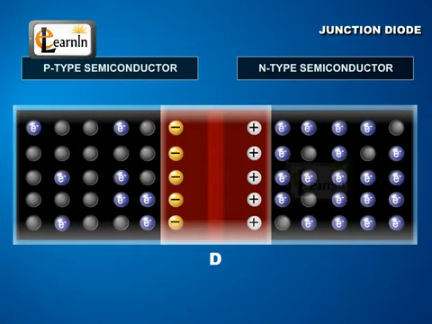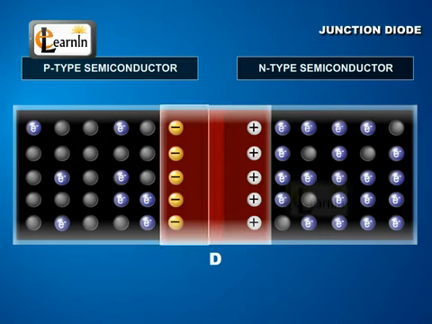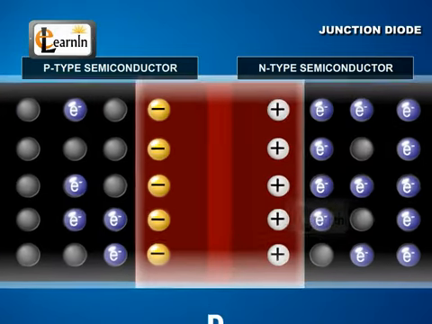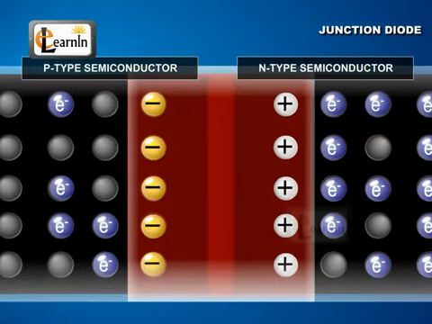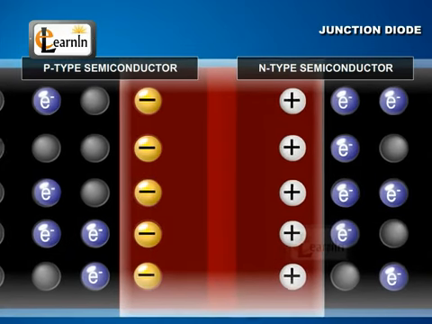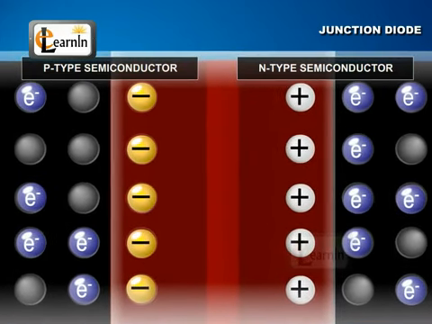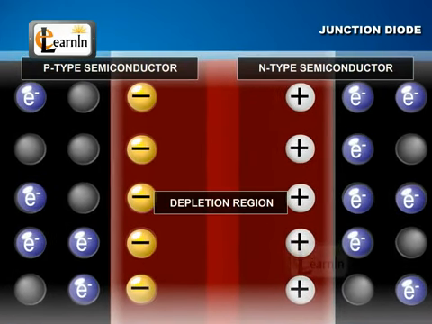That is to say, on the n-type side of D, no free electrons exist, and on the p-type side of D, no holes exist. In the region of D, only immobile donor and acceptor ions exist. The region close to the PN junction is depleted of mobile charge carriers and is called the depletion region.